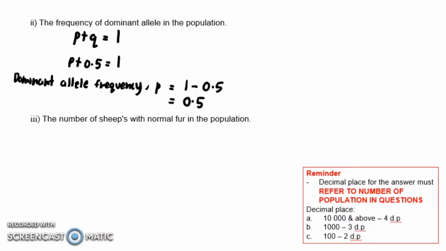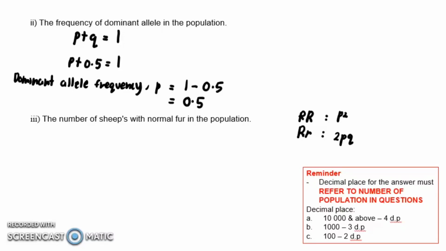And then next, the number of sheep with normal fur in the population. So how to identify the number of sheep with normal fur in the population? Firstly, normal fur is a phenotype which is dominant. A dominant phenotype is represented by homozygous dominant and also heterozygous. So based on the Hardy-Weinberg equation, the homozygous dominant genotype frequency is represented by P square, while the heterozygous genotype frequency is represented by 2PQ.